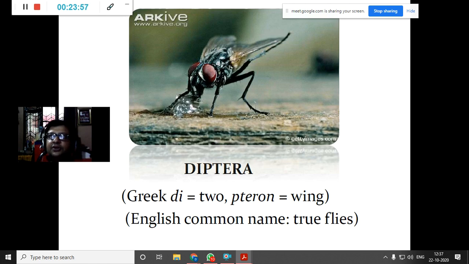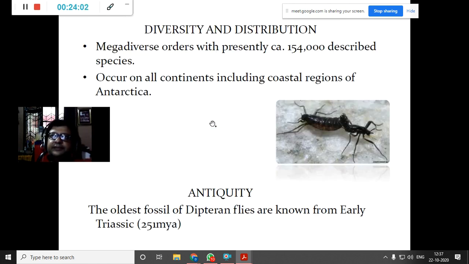Okay, so now let us concentrate on Dipterans. So they are a mega diverse order. Mega diverse means a lot of diversity is found. Even right now one is flying around in this room and it's disturbing me a lot. And they occur on all continents including coastal regions of Antarctica. Even there, there are mosquitoes, they didn't spare Antarctica either.